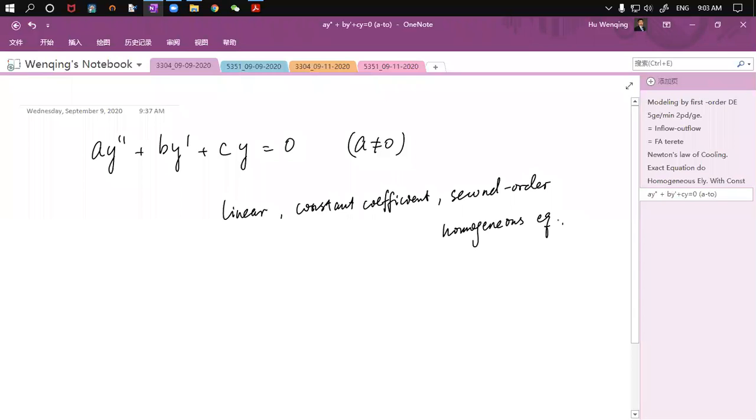Now the point here is to ask such questions. Can we solve it? How do we solve such an equation?